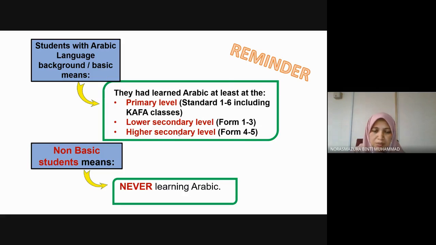So for English medium students, you only have to get 21 marks out of 100. Okay. So non-basic students may never learn Arabic language. Okay.